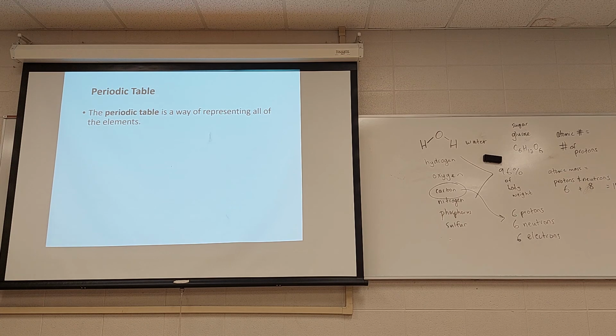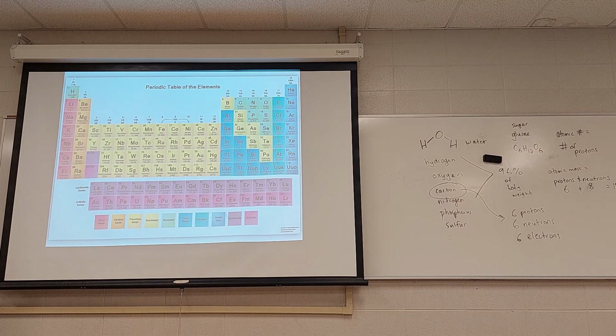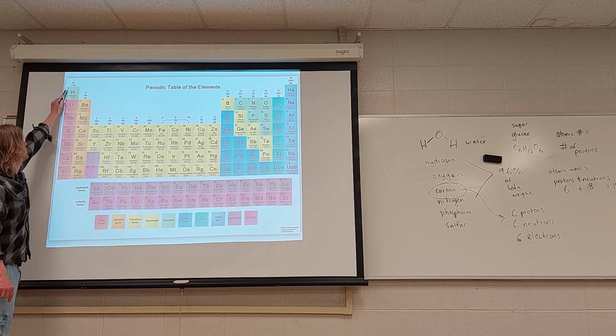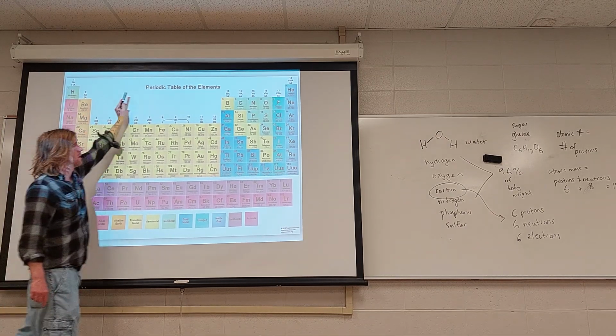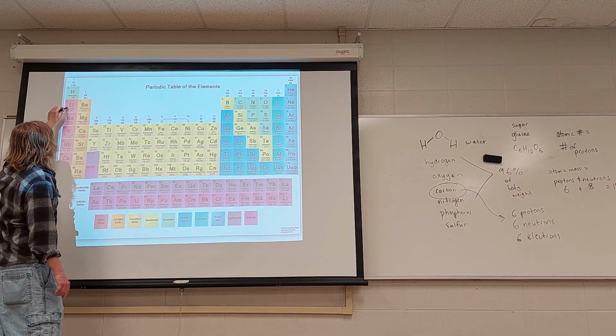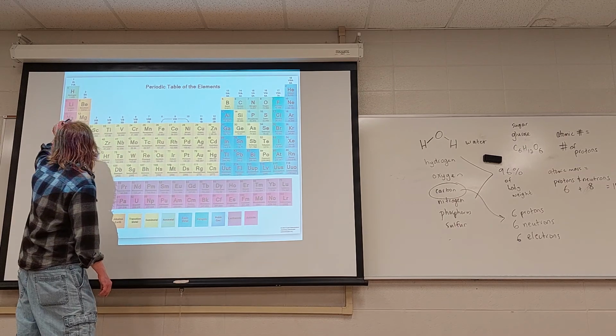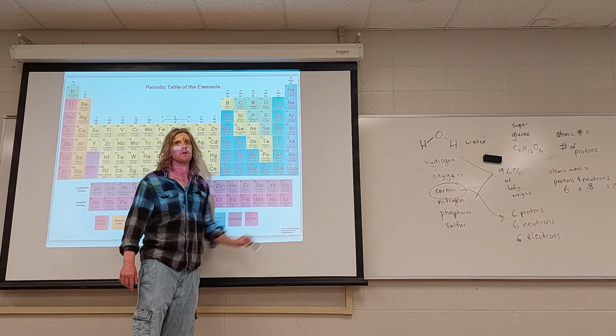I mentioned the periodic table. It's a nice way of representing all of the elements. They're listed in order of atomic number. It goes from left to right, starting at the top left with an atomic number of 1, which is hydrogen. And then you've got helium with 2, lithium, beryllium, and so on down the line. And it just keeps increasing in atomic number as you go along.